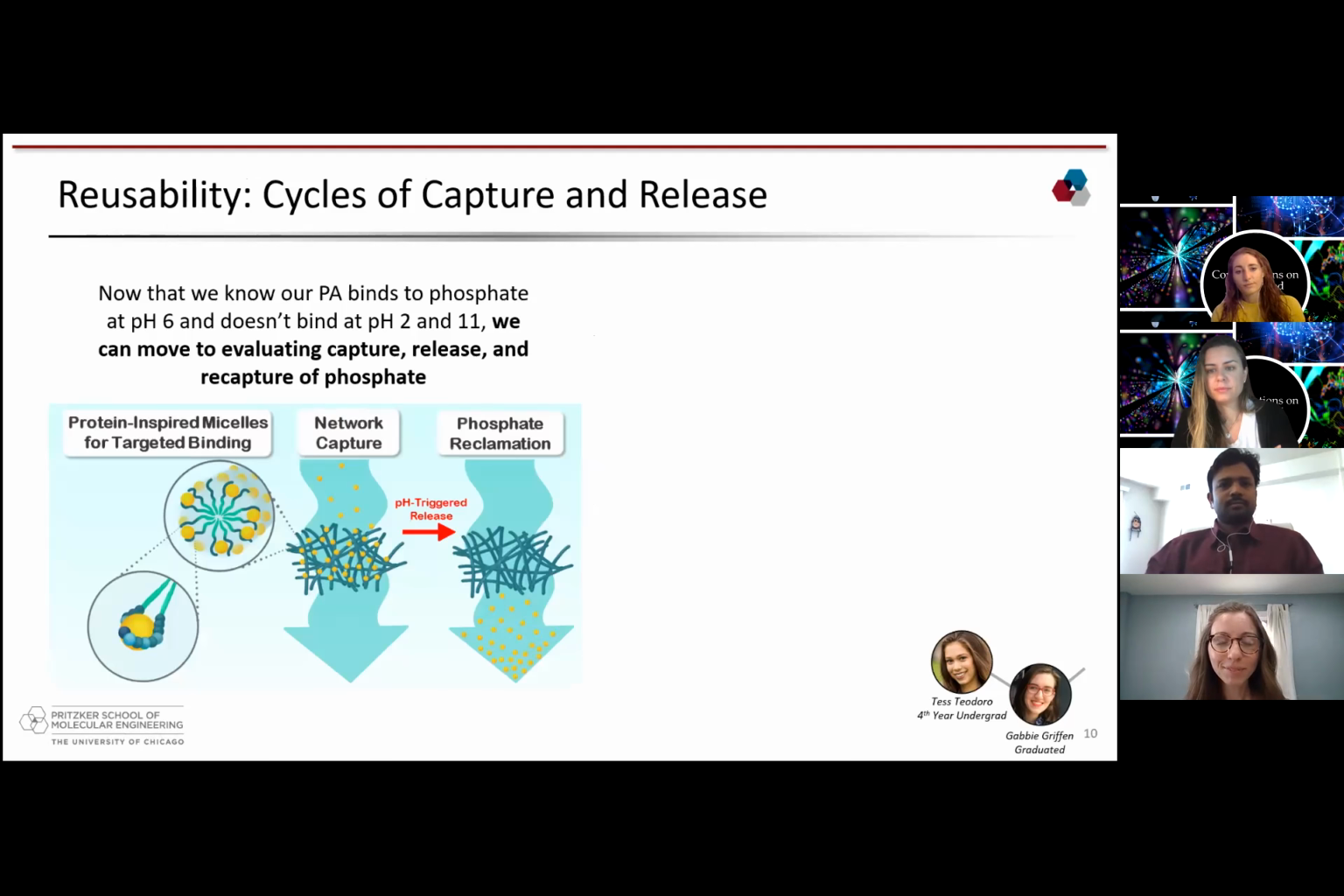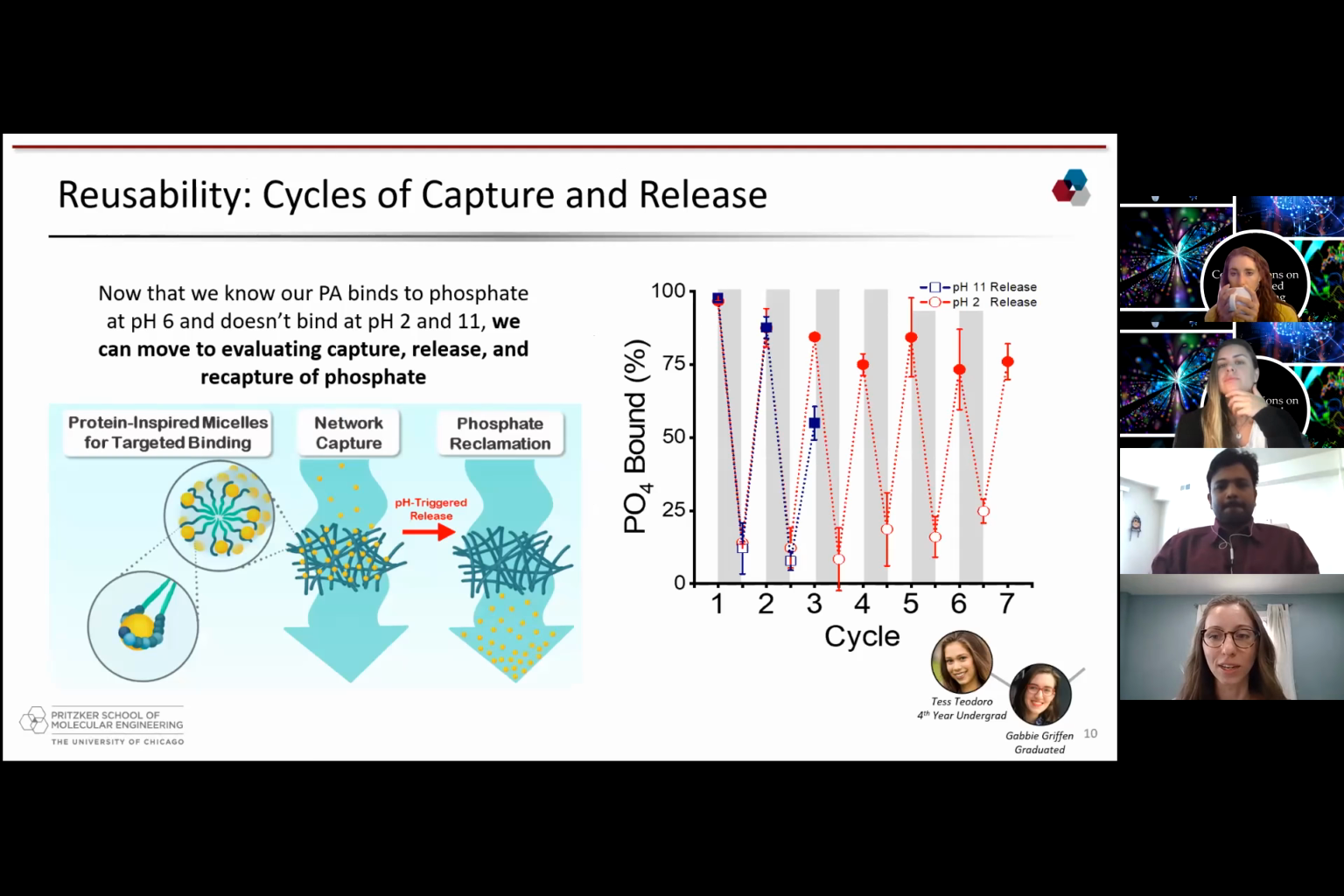Okay, so we checked that it binds to phosphate, which is great. And so next we wanted to check and see, can it release it? There's a lot of absorbent materials out there that can bind specifically to targets, but then they're unable to release it. And that's one of the main goals of this project, to be able to recycle what we want. So we did sequential pH adjustments of the material, and we overall determined that it is able to capture and then re-release the phosphate, which is great.